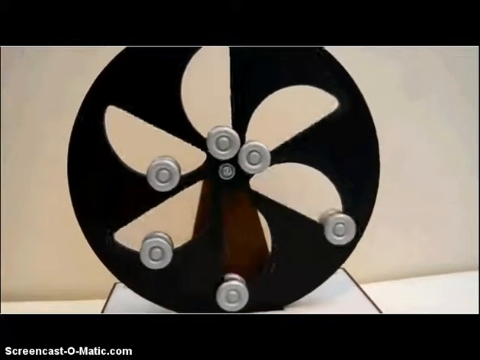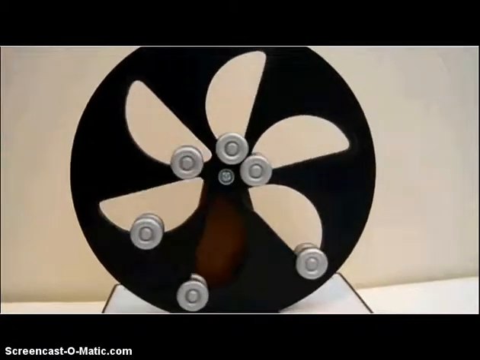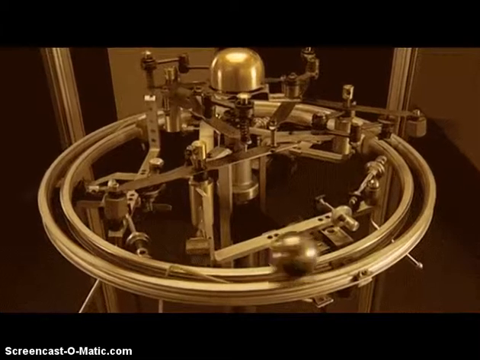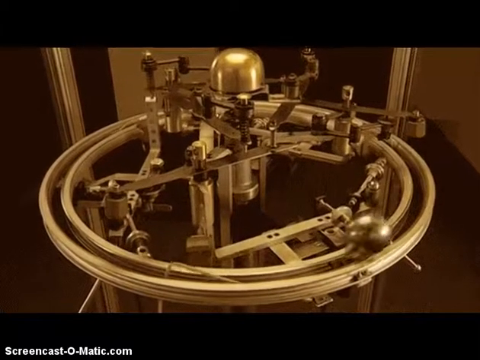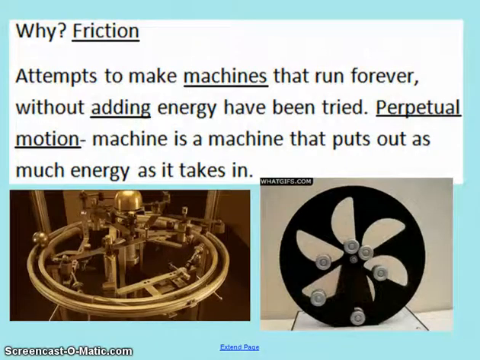This example is called an overbalanced wheel. This is another example of a perpetual motion machine. This second one is far more complex than the first. While perpetual motion machines are interesting, we have yet to make one that can run forever without adding energy. Unfortunately, both of the models that you have seen lose energy due to things like friction and sound.